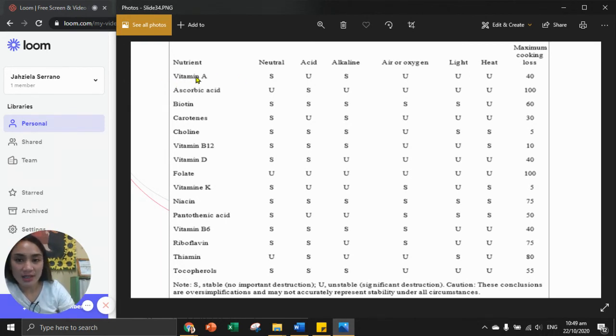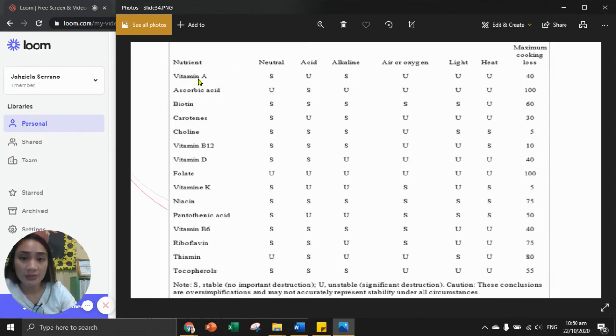So, again nga, itong discussion natin, this online lecture is not detailed enough, no? So, that's why you really have to push yourself to read. You really have to push yourself to learn further.